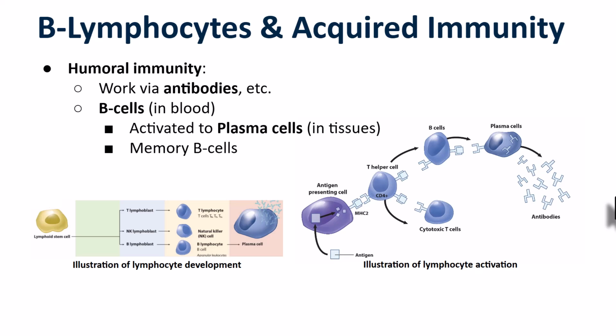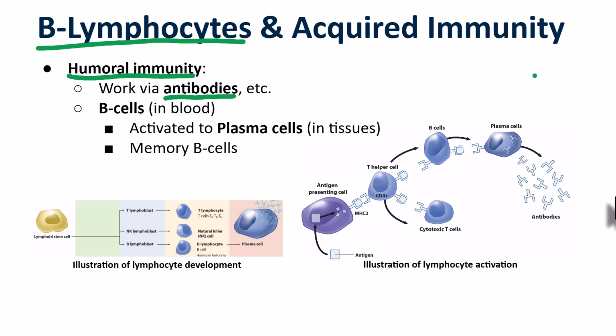The other side of acquired immunity are B lymphocytes, B cells for short. So this is humoral immunity, and humoral immunity is meted out via antibodies. So we discussed things in the blood such as IgG, IgM, IgE. These are all examples of immunoglobulins or antibodies.